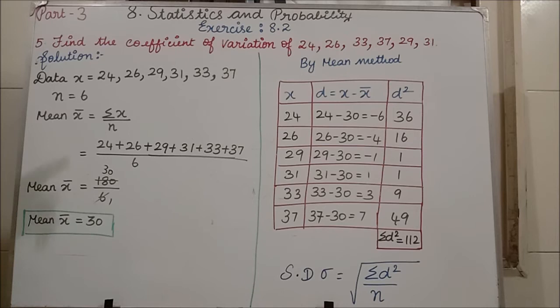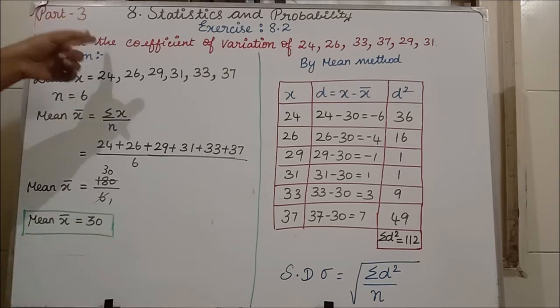Next, for coefficient of variation, what value do we need? We need sigma, the standard deviation value. Okay, I told you in the previous video, if we want to find the sigma standard deviation, we can go for the assumed mean method. Isn't it? Students, if the question asks to find the standard deviation alone, we can go for the assumed mean method.